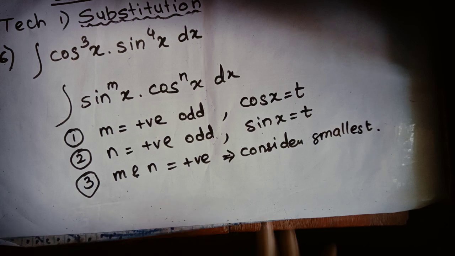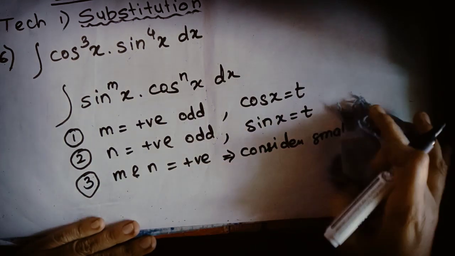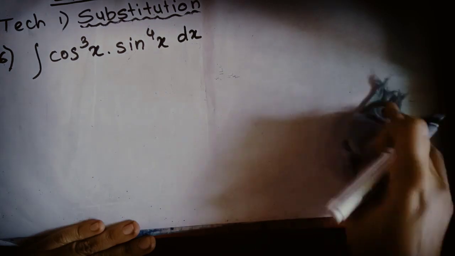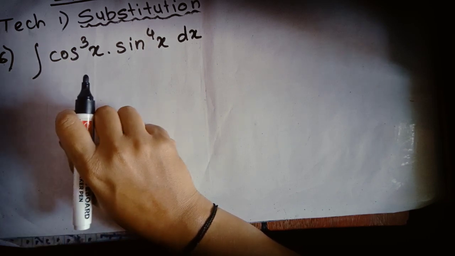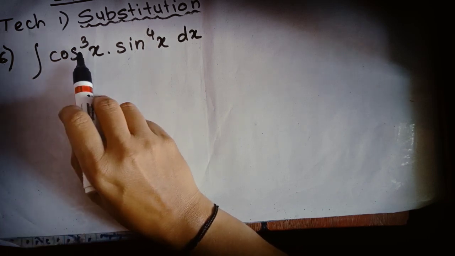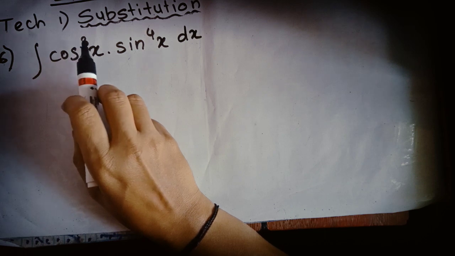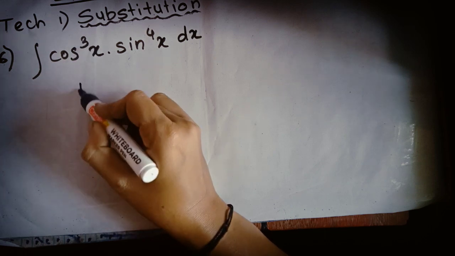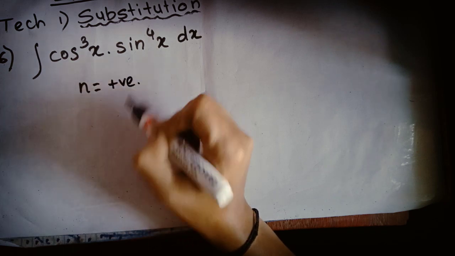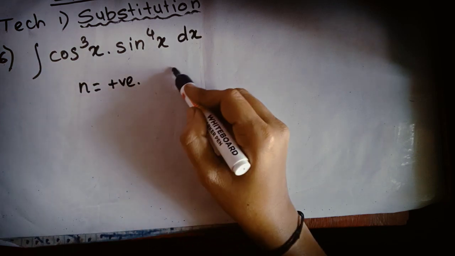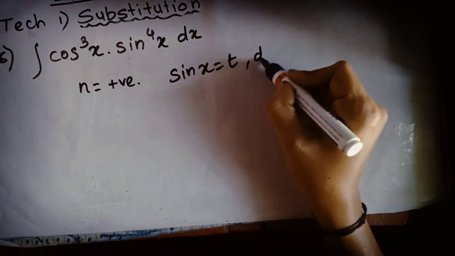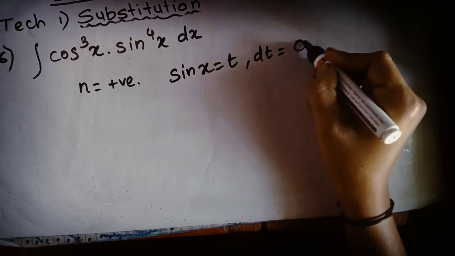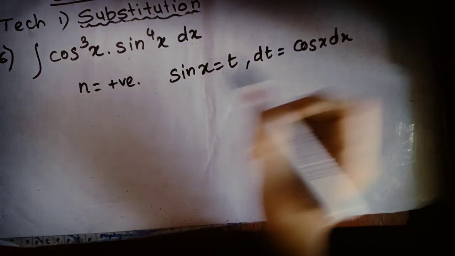Okay, so let's start. Here the odd number is 3, right? Positive odd 3. So if I write this as sine raised to m and cos raised to n, then our n is positive, so we have to put sine x as t. Okay, then dt will be cos x dx.